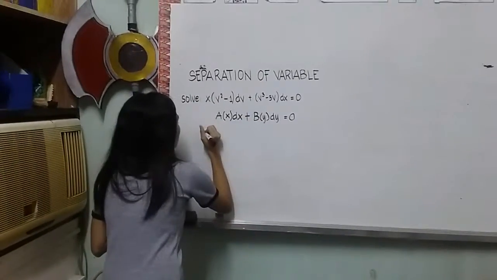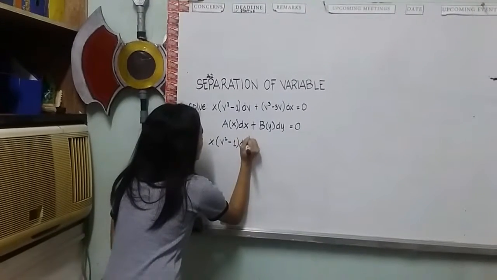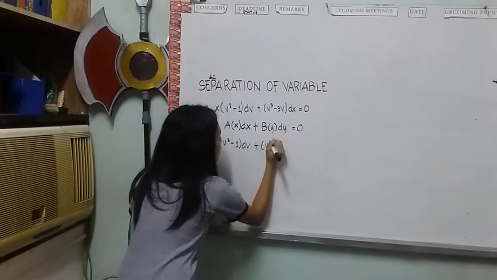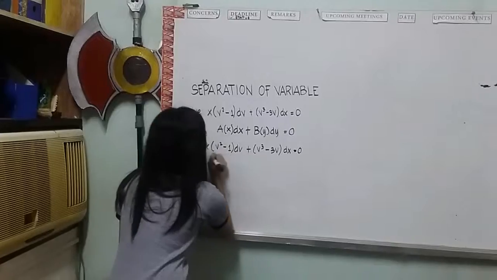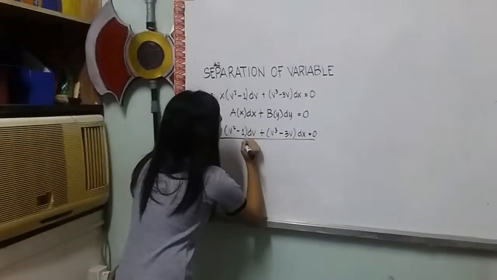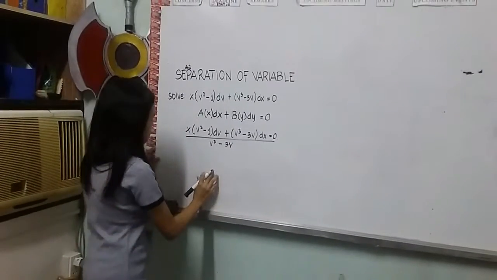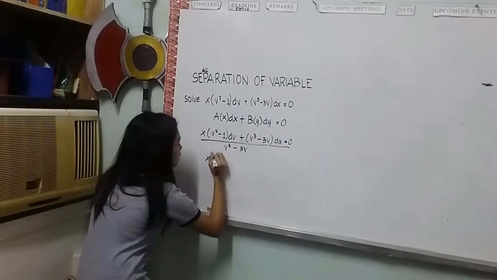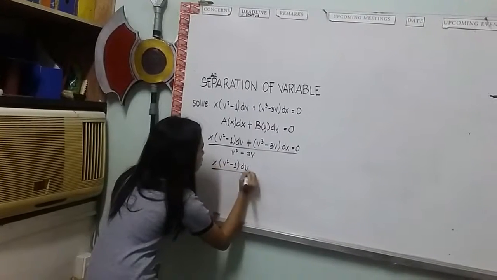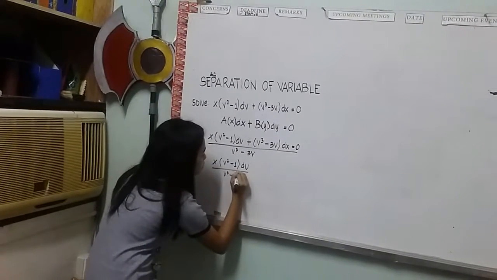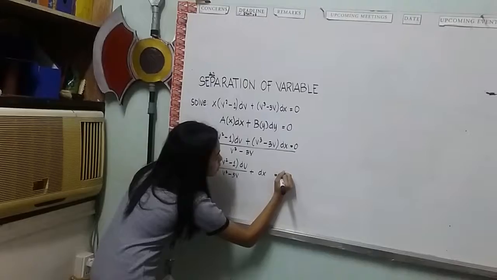So x times (v squared minus 1) dv plus (v cubed minus 3v) dx equals 0, divided by v cubed minus 3v. So it will become (v squared minus 1) dv over (v cubed minus 3v) plus dx equals 0.